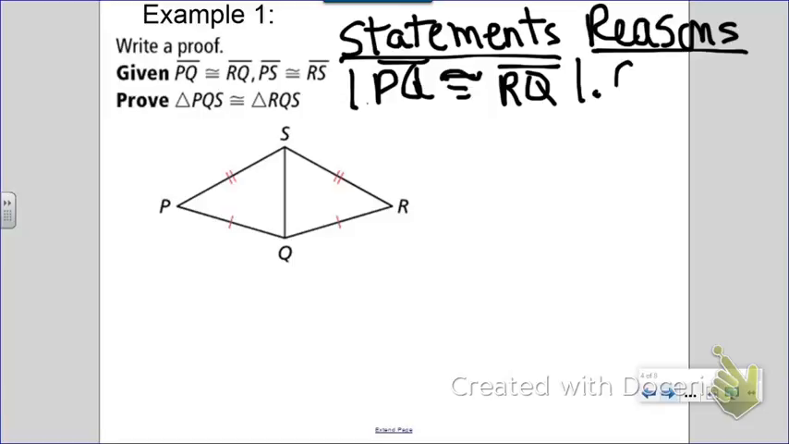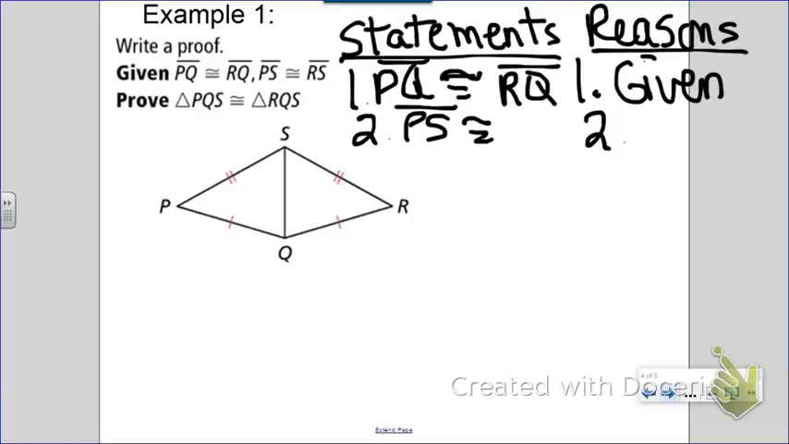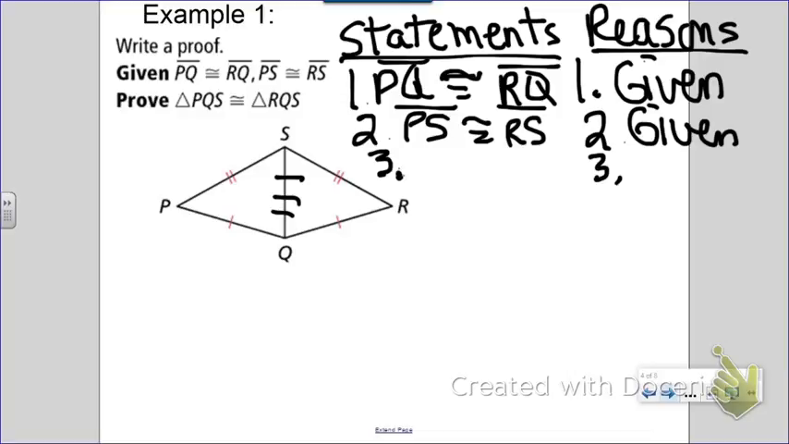So our first given is that PQ is congruent to RQ. This was already marked on the drawing, so we can move on to the next given. PS is congruent to RS. Again, this is already marked on the drawing, so we can move on to the next one. We're out of givens. Remember that if nothing else is marked on the drawing, we're allowed to mark either a common side or vertical angles. What we have on this picture is, you guessed it, a common side.